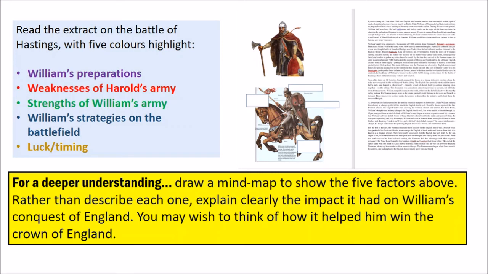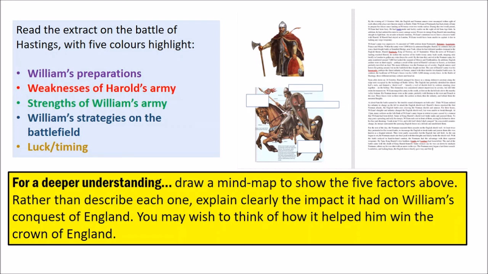Strengths of William's army. Well, he's got infantry, he's got knights, he's got archers. They're all properly armoured. Those are the strengths of his army. His strategies on the battlefield refer to the fact that, 1, he opened his helmet to show his men that he was still alive, to convince them to keep fighting. 2, he used the feigned retreat. If you haven't mentioned the feigned retreat, get it in there. The feigned retreat, pretending to run away. Why was this important? Because it opened up the shield wall and allowed it to come down to hand-to-hand combat. If it wasn't for the feigned retreat, Harold Godwinson would not have been killed.